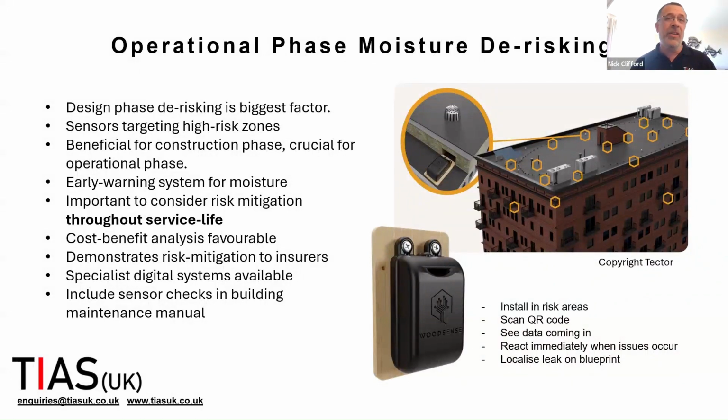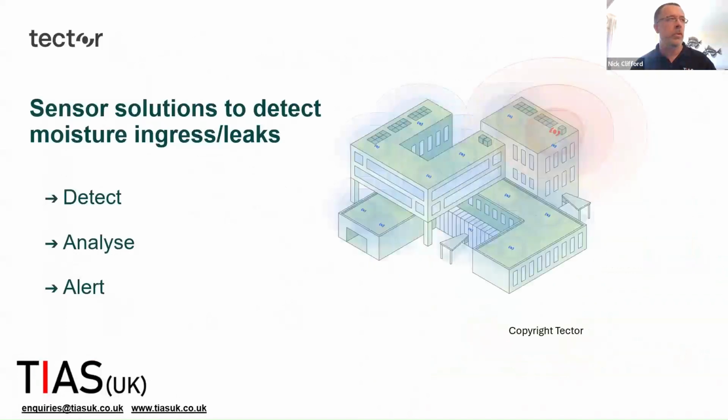Another thing is to make sure that the people who are using the building are aware of the sensors and how to use them and of their importance. You might include sensor checks in building maintenance manuals and things like that. That's a really good way of helping to de-risk the building. Not just construction phase, operational phase is as important, if not more important.